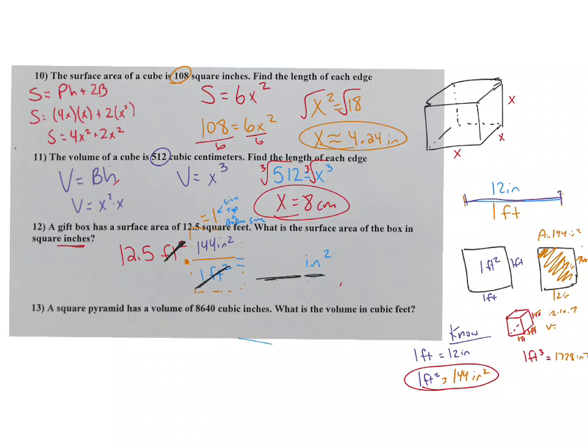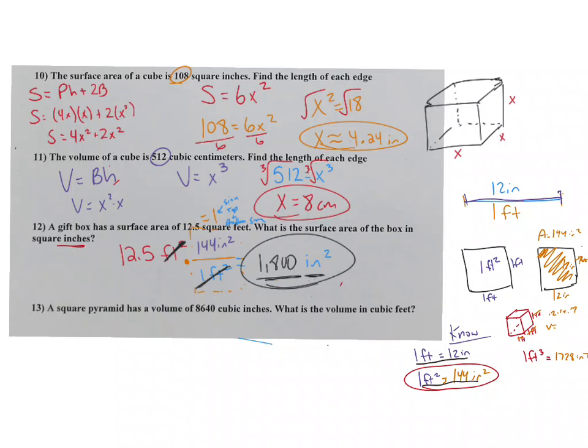So the way to convert square feet to square inches is you multiply 12.5 by 144. I end up with 1,800 square inches. Now, if that was 12.5 feet, you just multiply by 12. Right? If that was not square feet. So if it was feet, you just multiply by 12. But since it's square feet, you multiply by 144.